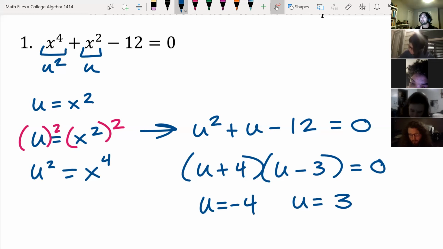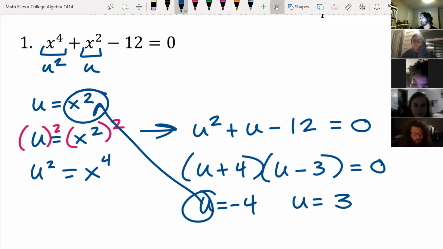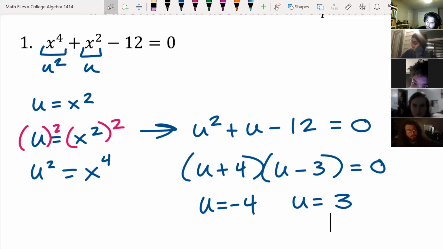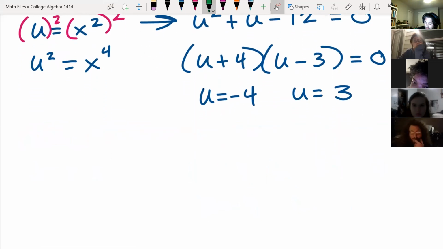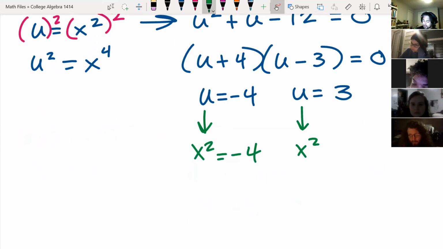But now, since we made a substitution, what did we substitute in place of u? Or what did u substitute for? Power of 2. Good. So the u has to become x squared again. Let's use a different color. This becomes x squared equal to negative 4. This becomes x squared equals 3. And we still have our work cut out for us because now we have to solve for x.